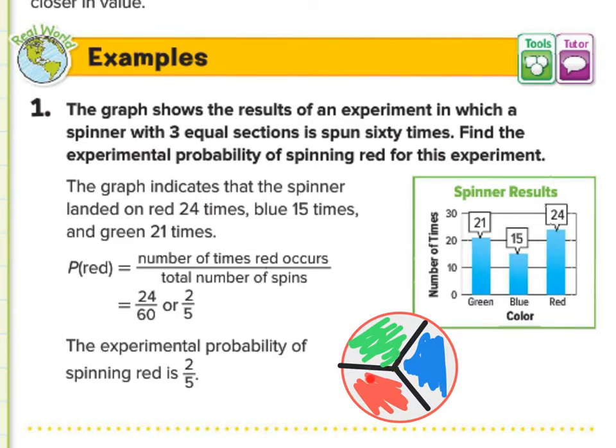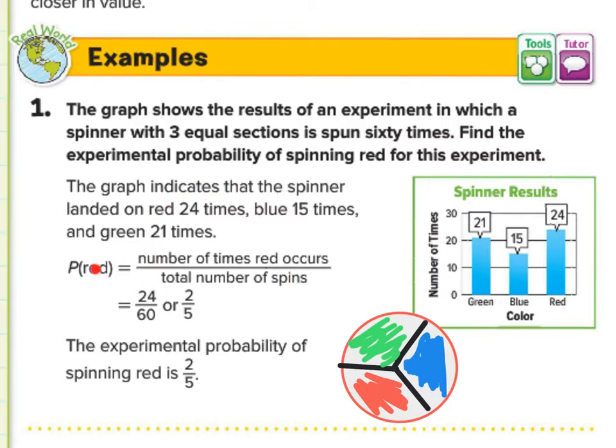We flick it with our finger, it spins around, and it's likely to land on green, equally likely to land on red, or equally likely to land on blue, because it's split into 3 equal thirds, right? Into 3 parts. So the graph indicates that the spinner landed on red 24 times, blue 15 times, and green 21 times. And they made a bar graph, right? Spinner results, green 21, blue 15, and red 24.